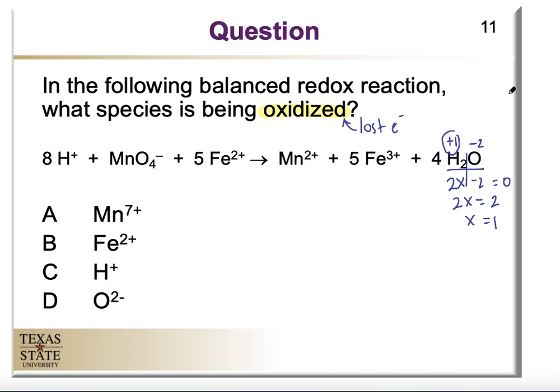So then I encourage you guys to go ahead and look at the remaining three elements, manganese, oxygen, and iron, and see which one lost electrons. And at the same time, look at which one got reduced, please. Go ahead and pause the video, give it a try.